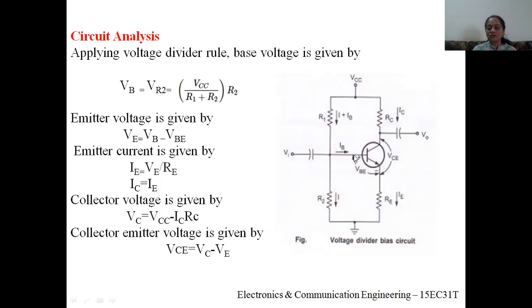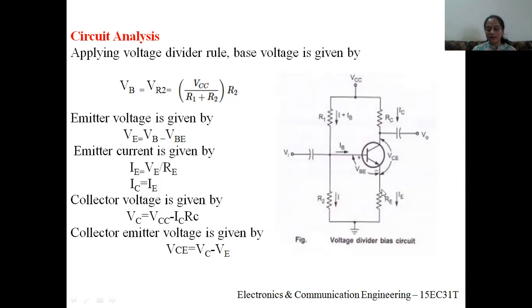So the base voltage is nothing but the voltage developed across the resistor R2. So VB, that is the base voltage, is nothing but the voltage developed across R2, and that is nothing but the voltage divider rule. The supply voltage is divided across R1 and R2. So the voltage across the base terminal is VCC divided by R1 plus R2, into R2, the resistance at which the output is taken.